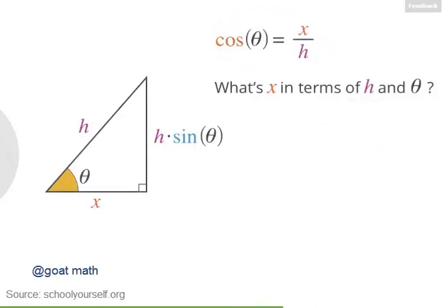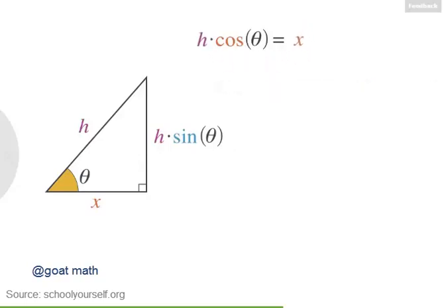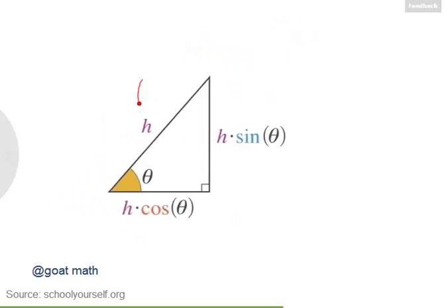Great! You multiplied both sides by h to find that x equals h times the cosine of theta. So this side down here has length h cosine theta. So if you know the hypotenuse of a right triangle and one of its acute angles, you can use the sine and cosine functions to quickly find the lengths of the right triangle's legs.